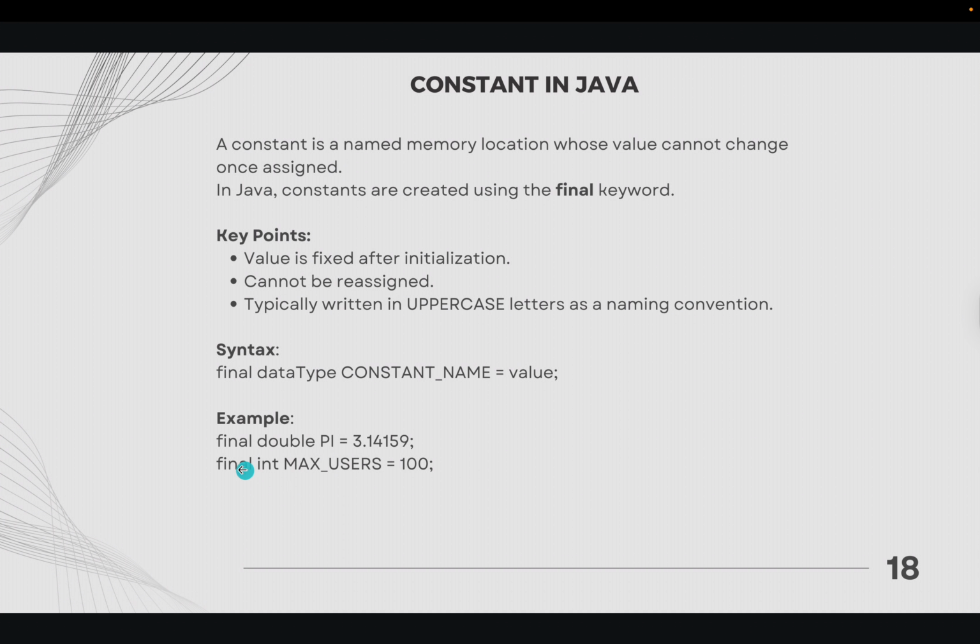And here is an example. Final double PI equals 3.14, right? So this variable will not be changed, because this number will always be like this. We don't need to change it. Final int MAX_USERS equals 100. It can be a constant variable because we know that our maximum number of users will be 100 and not more than that. So we don't need to change it later. So we can declare this variable as final. Think of a constant as a permanent label that you cannot override.